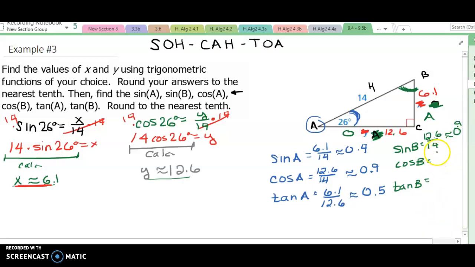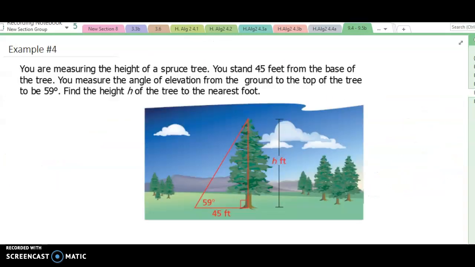My cosine of B is 6.1 over 14, which is roughly 0.4. And my tangent of B is opposite over adjacent, so 12.6 over 6.1, and that's roughly 2.1 is what I got. So that's how you'd find sine, cosine, and tangent of the angle. Same thing we did yesterday. All right, let's look at example 4.